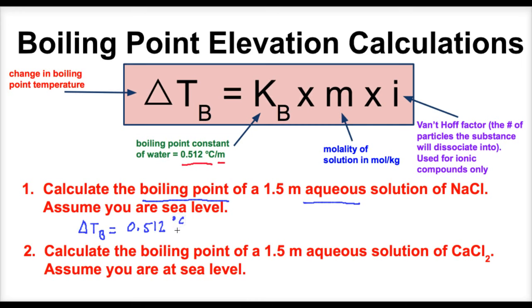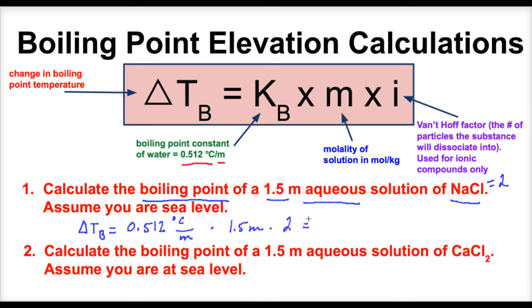degrees Celsius over lowercase m, which stands for molality. We're then going to multiply this by the molality of the solution. Well, it says right here the molality is 1.5 m. And last but not least, we need to multiply this by the Van't Hoff factor. And let's think about this. If I put this in water, it's going to dissociate. And if it dissociates, it's going to break apart into 2 different ions, right? So the Van't Hoff factor here is going to be 2. So we'll multiply this by 2.